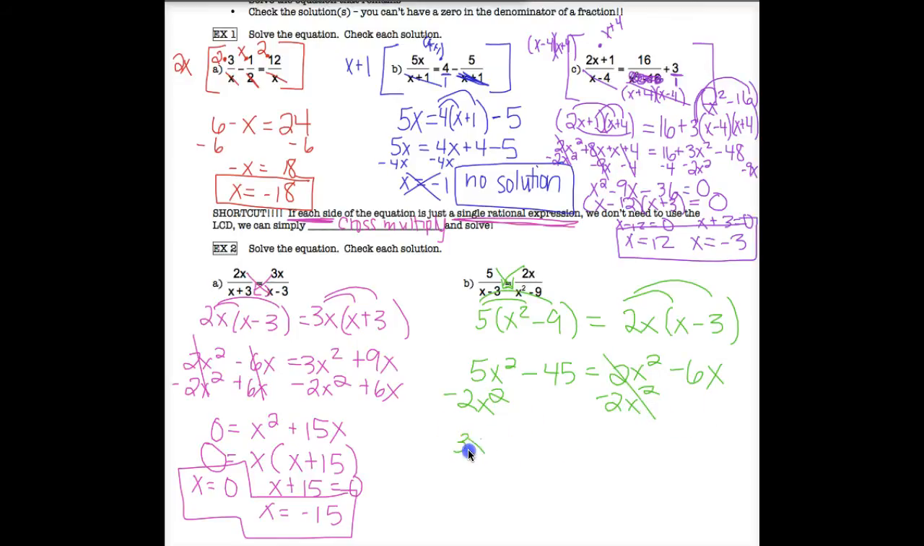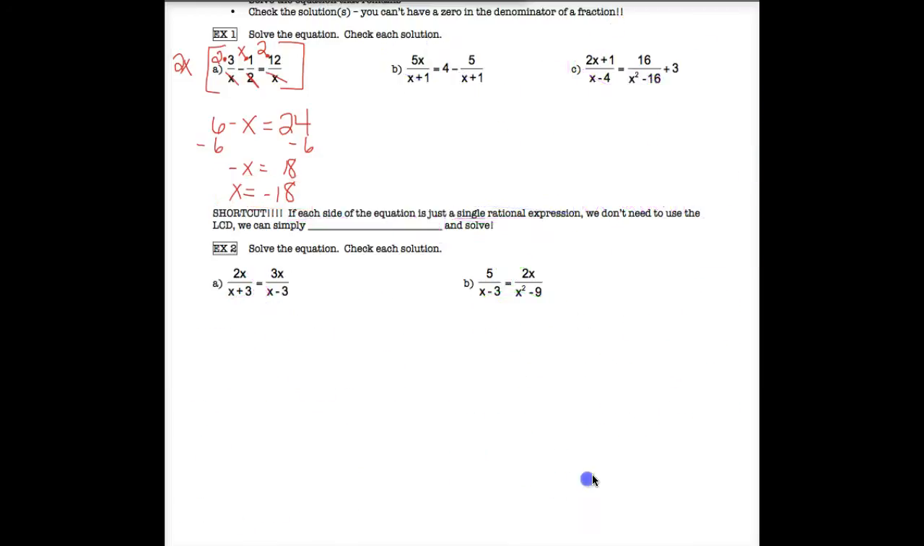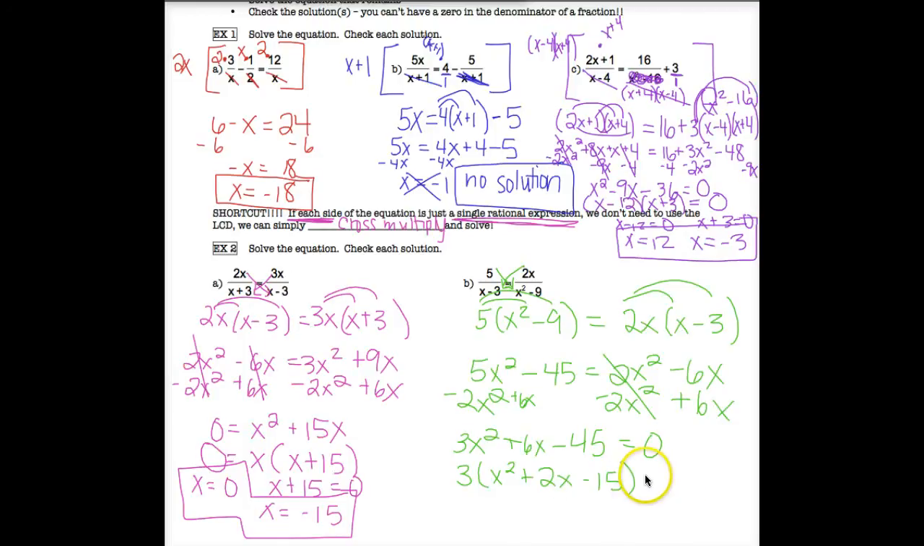So that's going to give me 3x squared. Need to add the 6x. There is no like term over here, so we'll just put it in the middle. So plus 6x minus 45 equals 0. So this is a quadratic. So first I'm going to try to factor it to see if it's factorable. There is a GCF of 3, so if I take that out first, I've got x squared plus 2x minus 15. So is there anything that multiplies to negative 15 that adds to positive 2? Hopefully you said yes. It's x plus 5 and x minus 3.